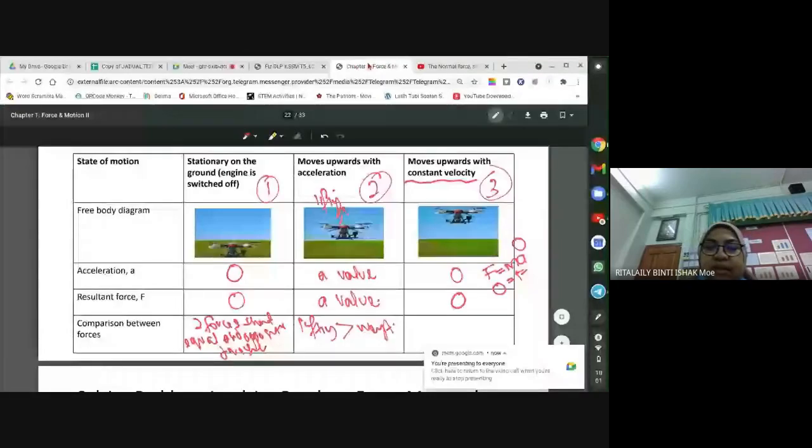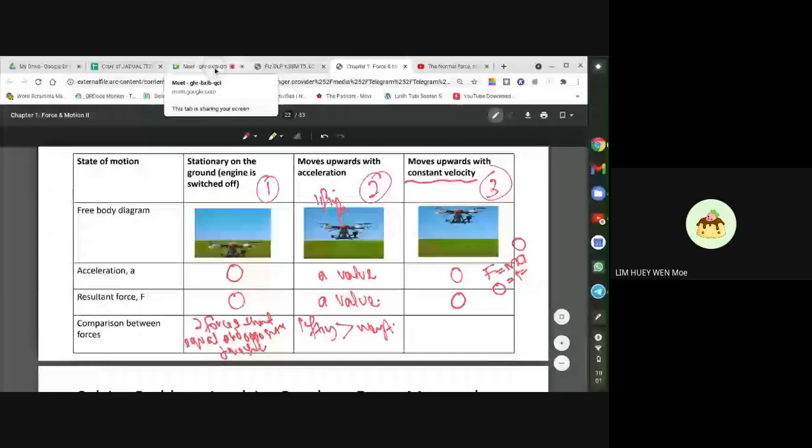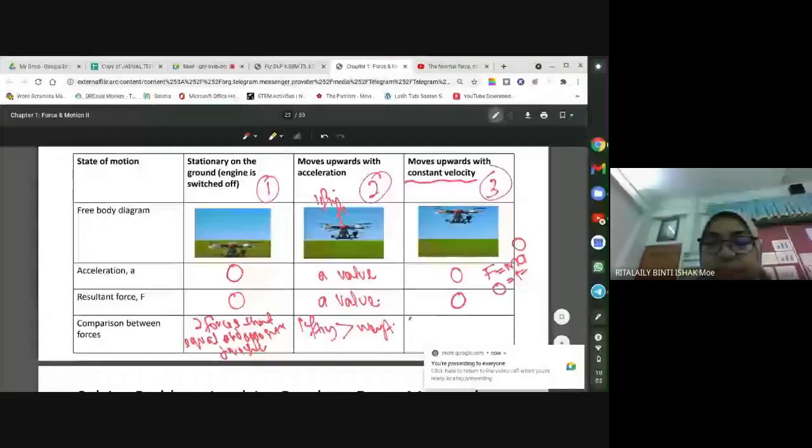Okay, so since it is not on the surface anymore, there are two forces. One is lifting, which is upward. The other one is the weight, which is downward. So what is the relationship between these two forces? Is it equal or is one bigger than the other? Lifting force is equal to the weight. Yes. Okay, so lifting force is equal to the weight.